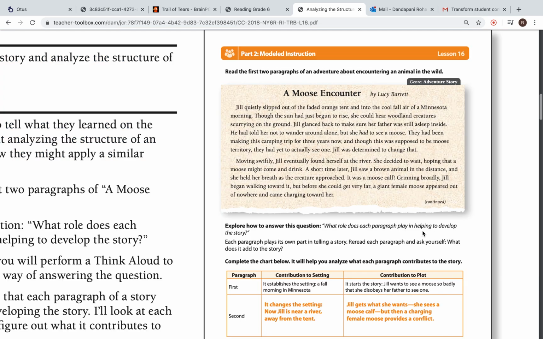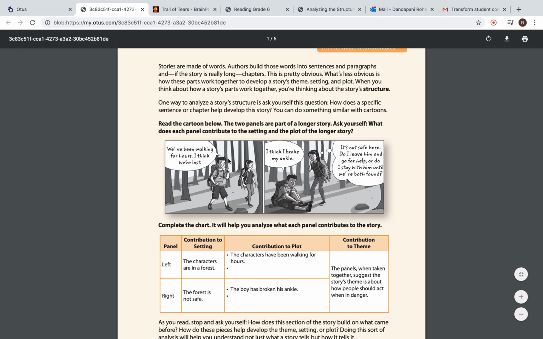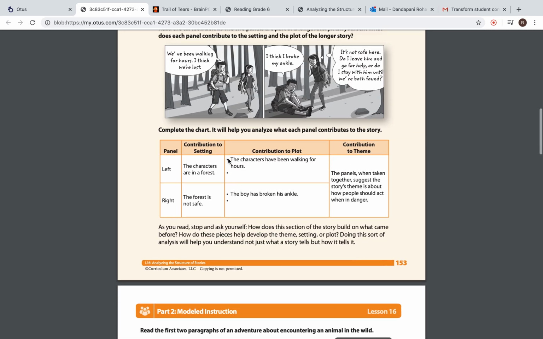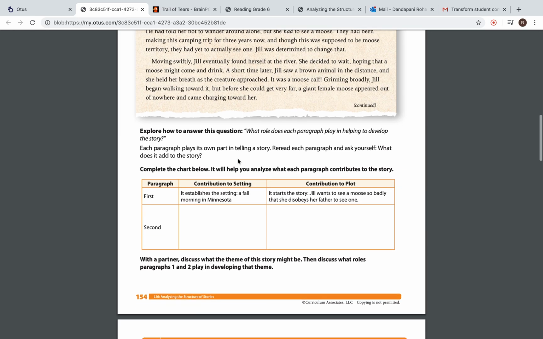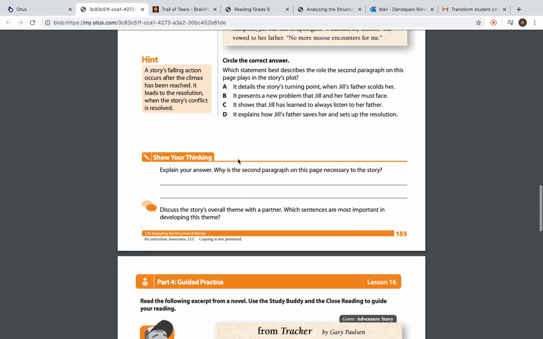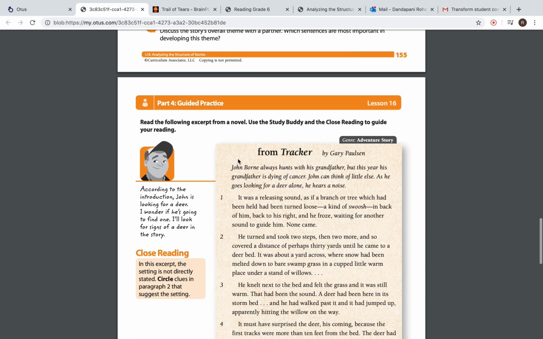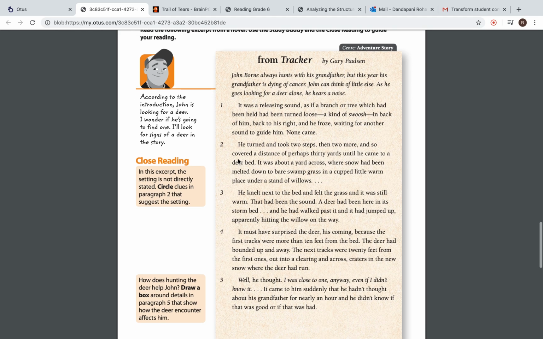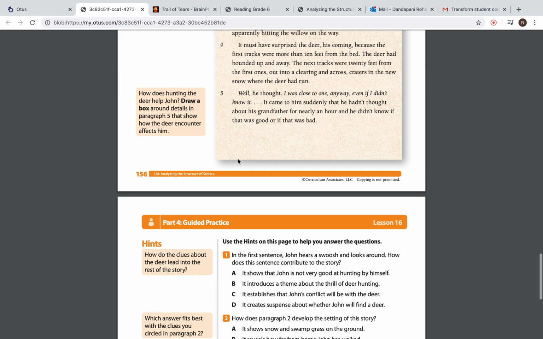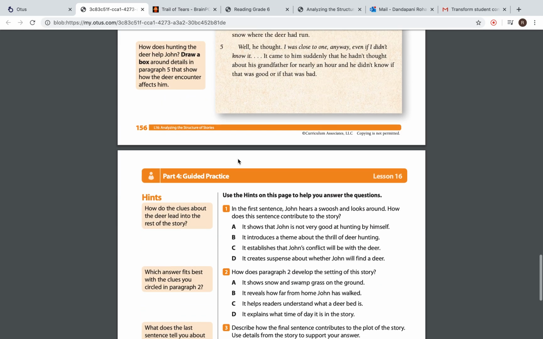Okay, so that was this page. And remember, we are skipping 154 and we're skipping 155. And now we are reading from Tracker, right? You want to read from Tracker and answer these 3 questions.